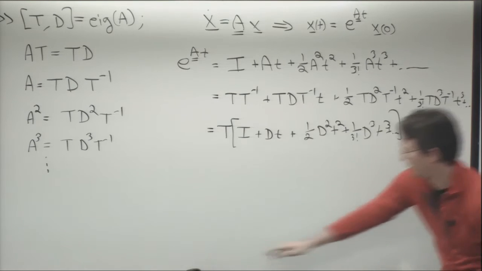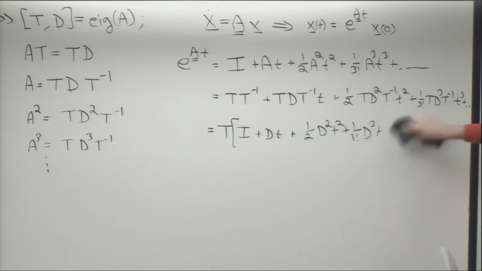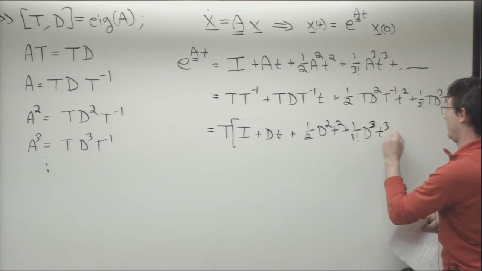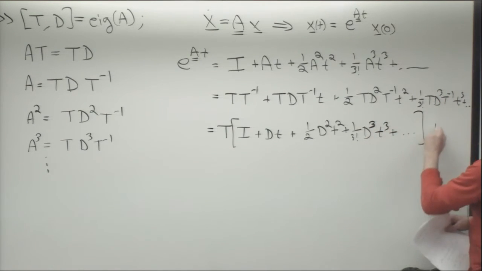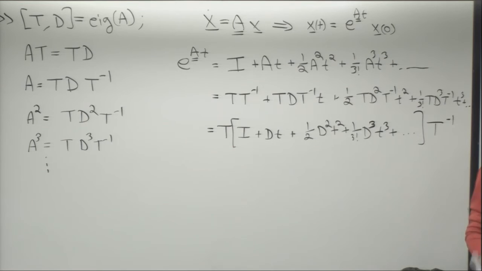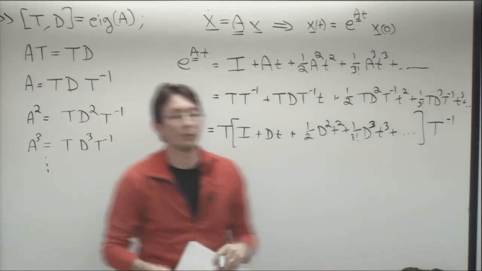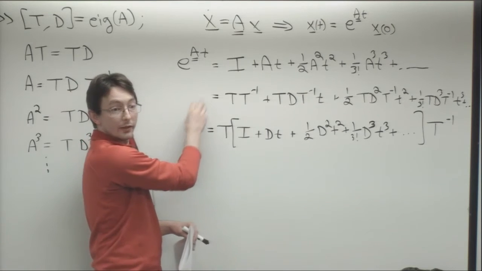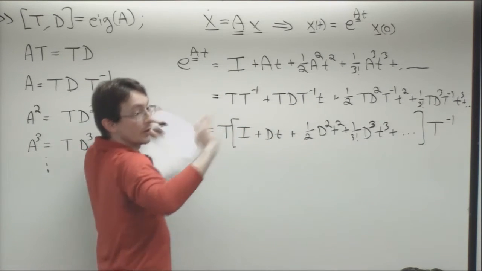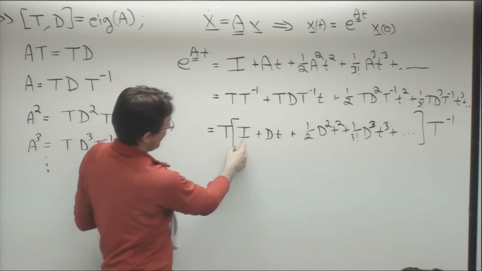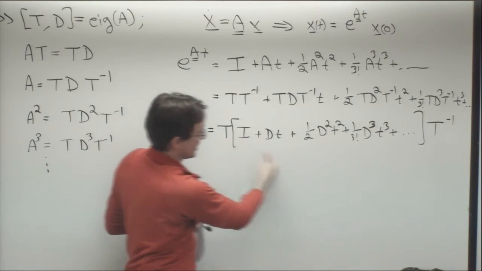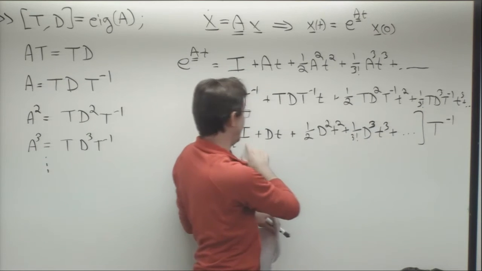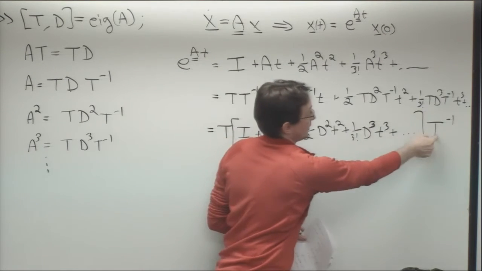Let me be a little less sloppy. This is really important. It's no time to be careless. So D cubed t cubed plus dot dot dot, all of that is right multiplied by T inverse. Every term here had a T on the left and a T inverse on the right. So I just pop those on the left and the right, and I get T times this big expression only in terms of diagonal matrices, identity and the diagonal matrix, times T inverse.